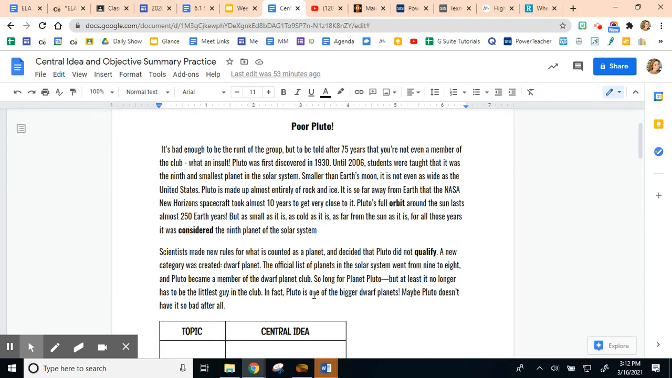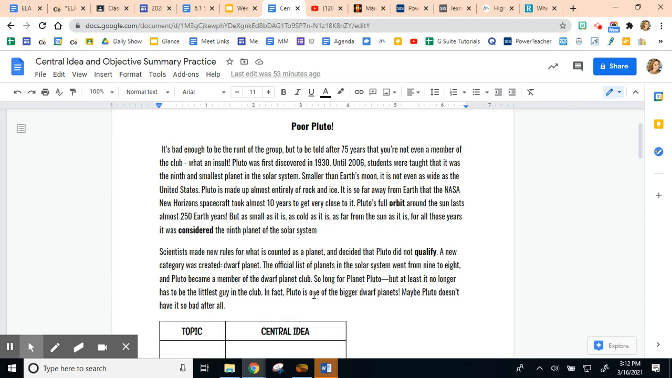Pluto's full orbit around the sun lasts almost 250 Earth years. But as small as it is, as cold as it is, as far from the sun as it is, for all those years, it was considered the ninth planet of the solar system.